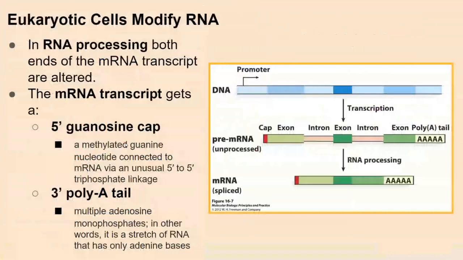Now, I already mentioned that this isn't quite mature RNA yet. We still call it mRNA or messenger RNA, but it's unprocessed. It still cannot leave the nucleus. For it to be able to leave the nucleus, some things have to happen.